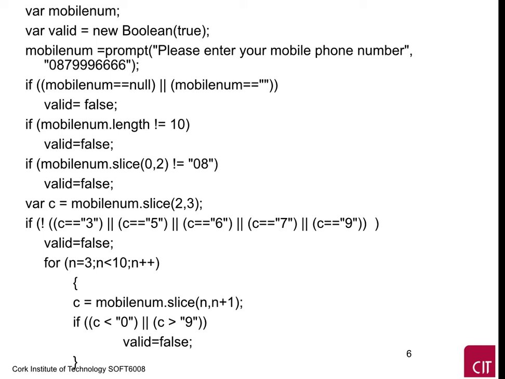So the general format will be: set valid to true. If it fails a test, knock it down, it's false. And nowhere should you ever say valid equals true again. Don't ever pick it up. Under no circumstances, once it's knocked down, should you pick it up again.